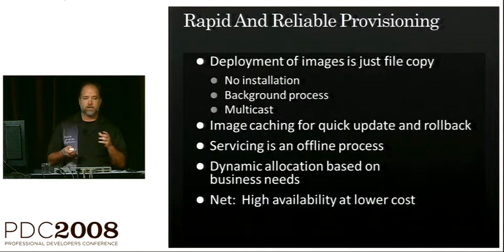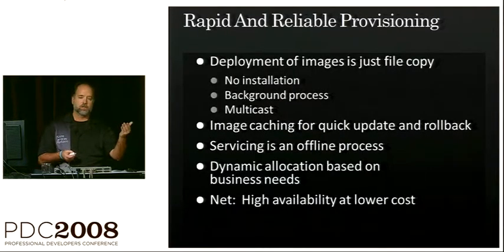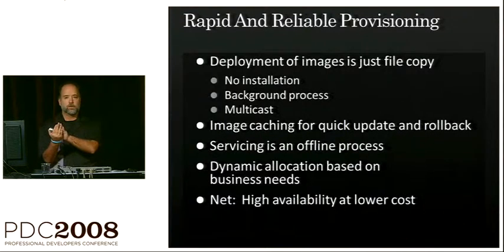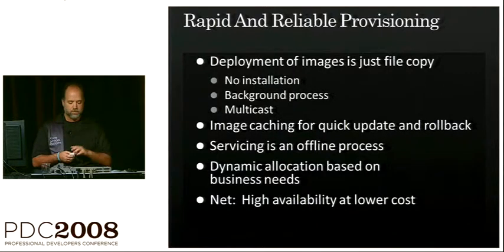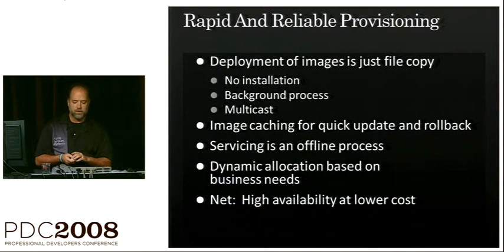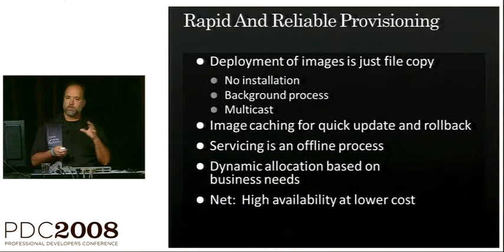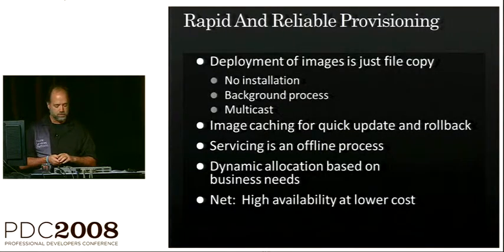Image-based deployment allows us to cache images. They're just files on the disk. We can store lots of them, which allows us to quickly roll back. So we have the old version there. We copy in the new version, start up the new version. If there's some problem and we need to roll back, we can quickly switch back to the old version. As I mentioned before, we do servicing offline, so we know with certainty that patches are properly applied before we deploy the image.